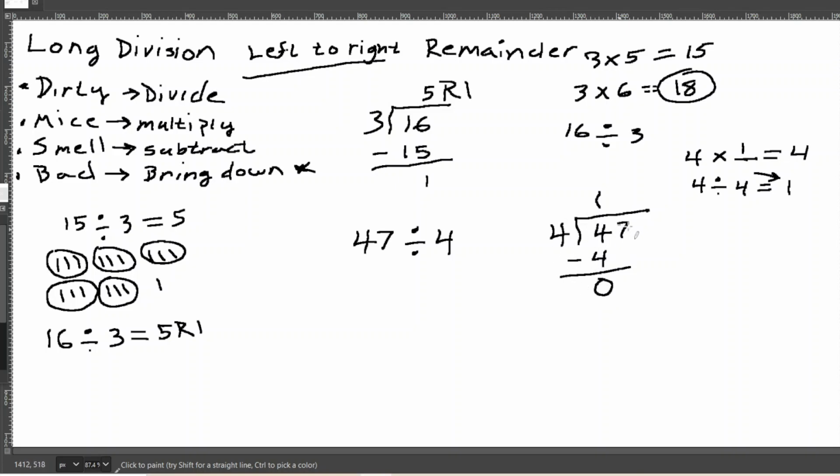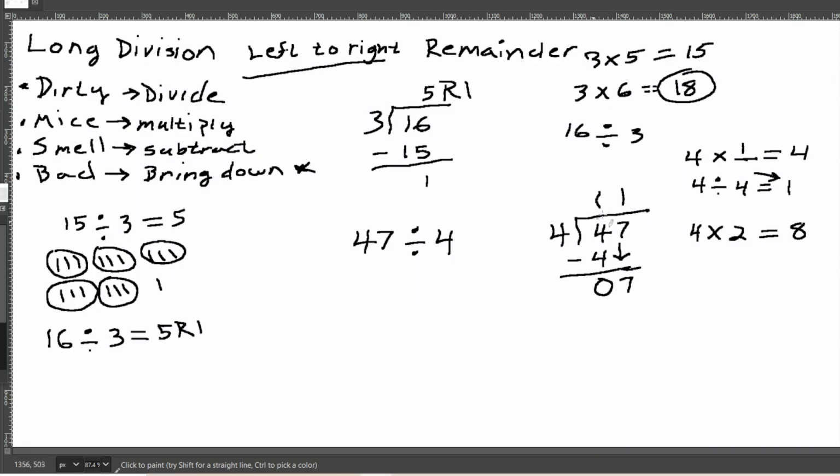Since all we've done is handle the 4, there's still the 7, right? We got to go left to right, so we drop the 7 down next. Now we need to think, how many times can we fit 4 into 7? We know 4 times 1 is 4, so let's check 4 times 2. That equals 8. I can't fit that in, right? 8's bigger than 7, so it doesn't work. So I can only fit it in one more time.